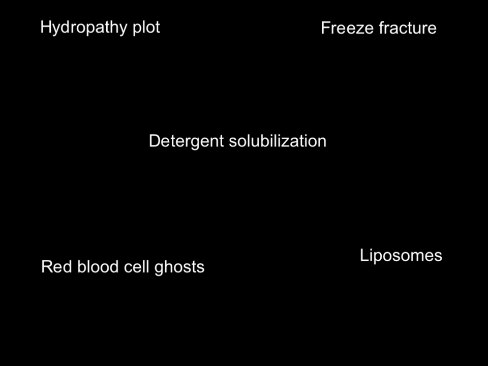SDS coats proteins with detergent, so they're negatively charged, and the proteins migrate through a gel toward the positive electrode. Separation is based on size and sometimes on weight and shape, which is very important. This is SDS-PAGE electrophoresis. The SDS-coated proteins go inside this vertical gel, and the proteins migrate through this gel.